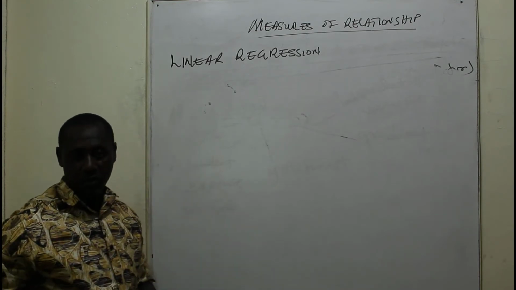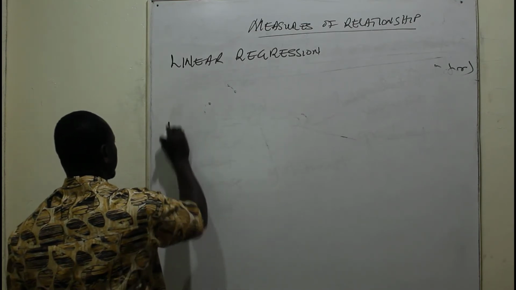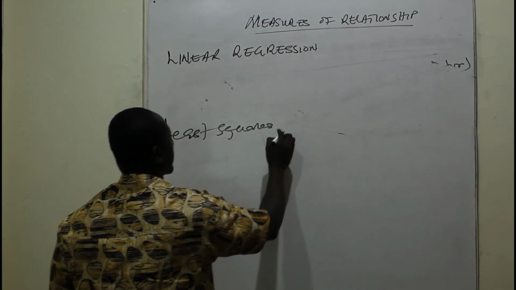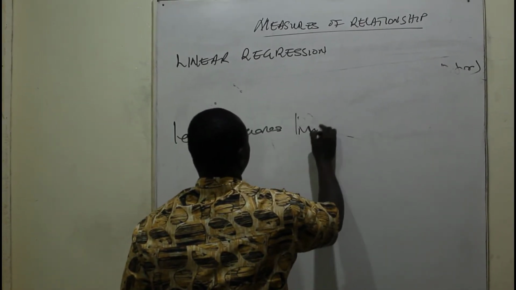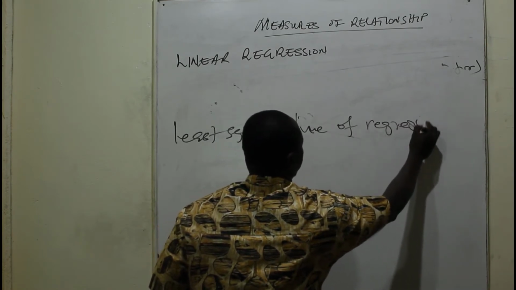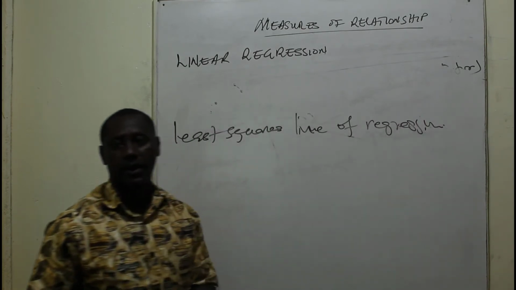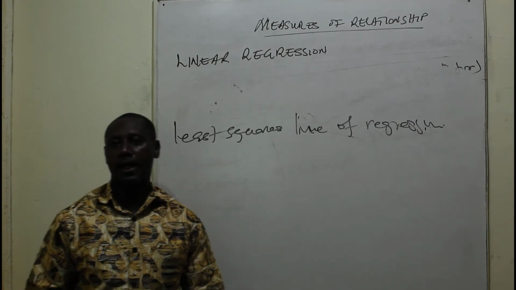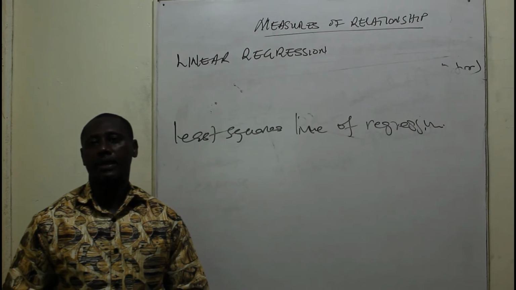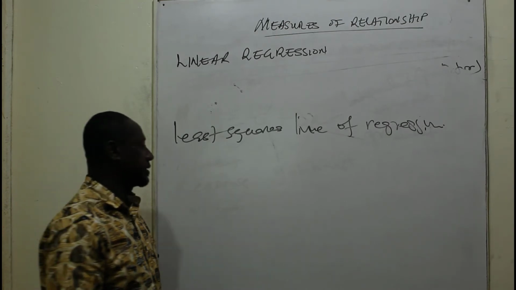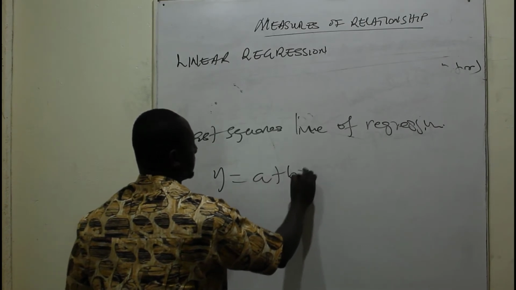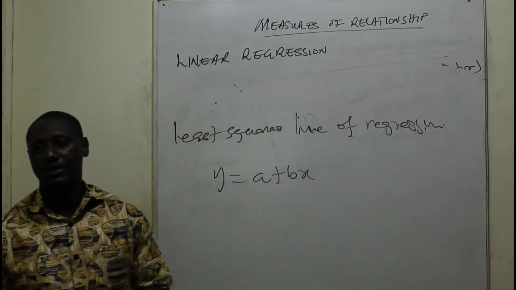This straight line is what we call the least squares line of regression of y on x. I've given that equation, y is equal to a plus bx, and I've defined the terms in it.